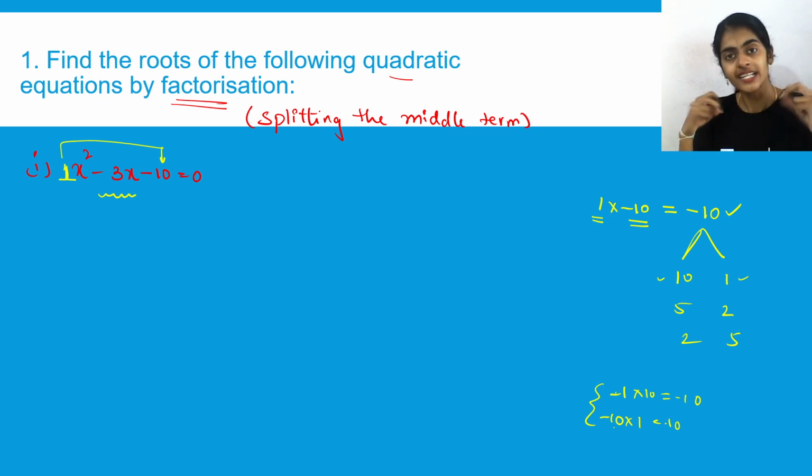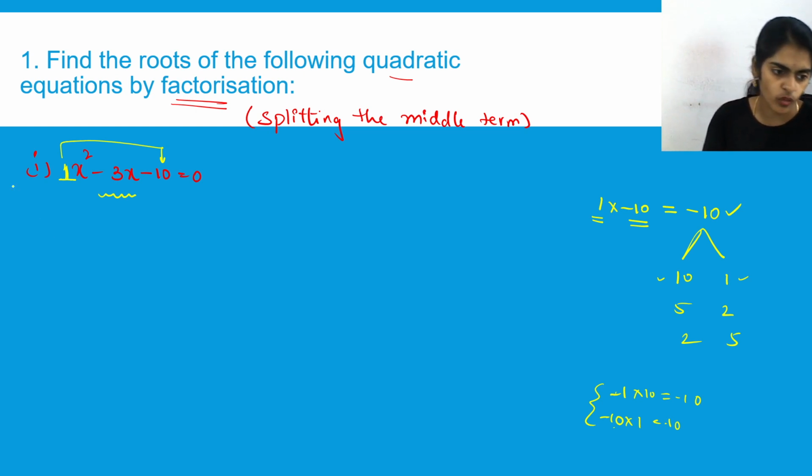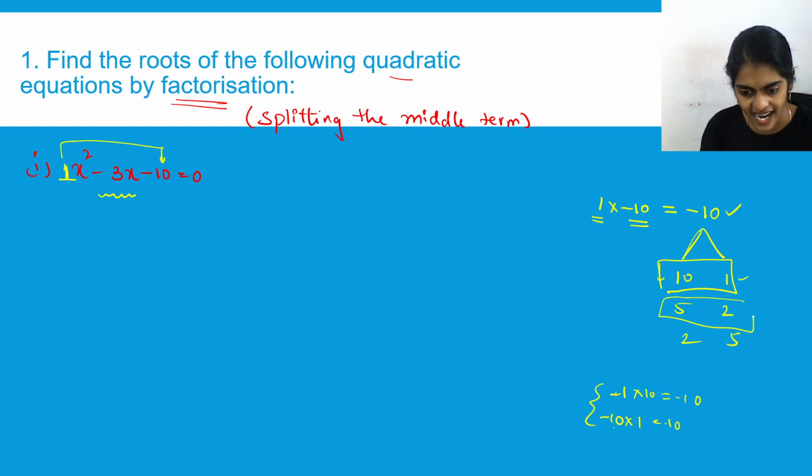Let's see for which number you have to keep negative. Firstly, you have to select the combination of numbers you want. Here the middle term is minus 3. So will 10 and 1 combination, adding 10 and 1, give me minus 3? No. Adding 5 and 2? See here, not by adding, by subtracting 5 and 2, I can get minus 3.